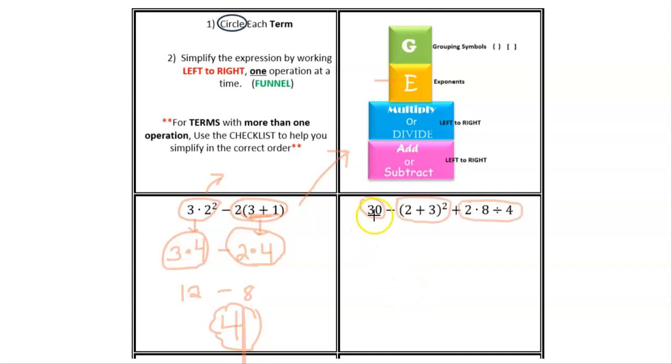So hopefully you circled 30. That's its own term. And then the group 2 plus 3 squared, that's its own term. And then 2 times 8 divided by 4, that's its own term.